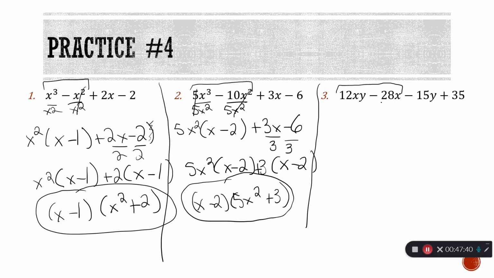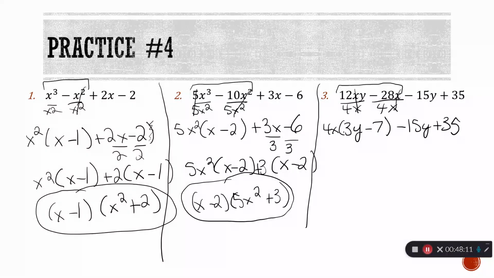So 12 and 28. Pull a 4 out of both of those. And I can pull an x out of both of those. So I got 4x. 12 divided by 4 is 3. X's cancel. Y comes down. Negative 28 divided by 4 is negative 7. X's cancel out. Minus 15y plus 35. Okay, so I need to get this down to a 3. Divide that by 5. Oh, but it's negative here. So negative 15 down to a 3. So I got to divide that by negative 5. And negative 5 will get me a negative 7. Perfect.